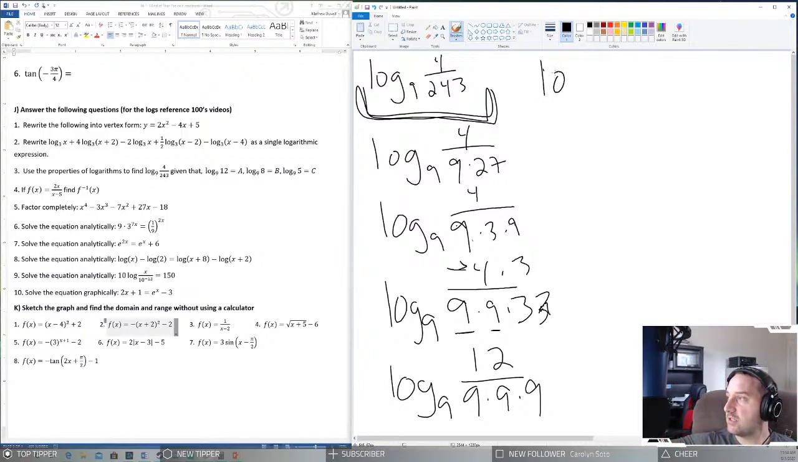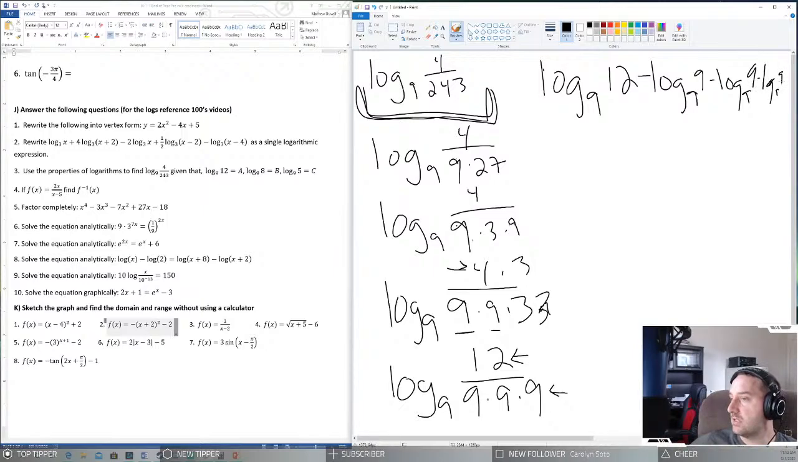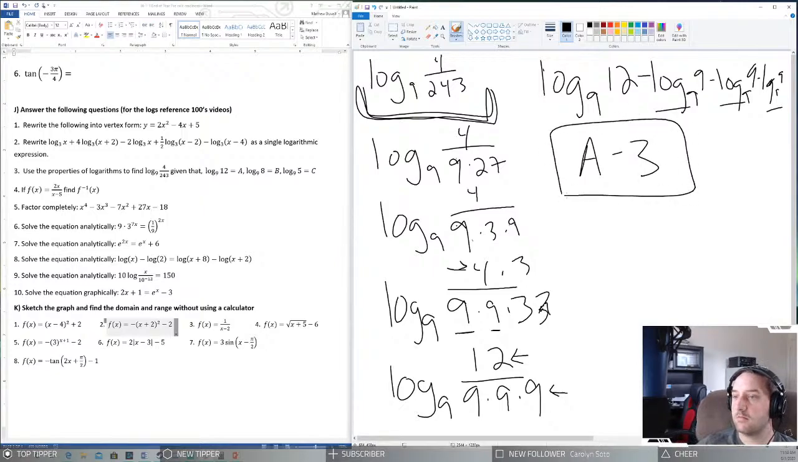So now I could break this into log base 9 of 12. Now it's positive because it's on top. Now these are on the bottom, so they're all going to have minuses. So minus log base 9 of 9, minus log base 9 of 9, minus log base 9 of 9. So this log base 9 of 12 is A, and then those three, 1 minus 1 minus 1, so that should be A minus 3. And so that right there is going to be my answer.